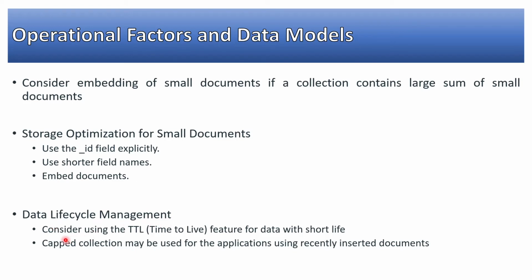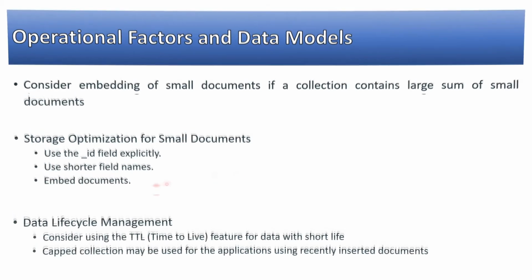Data lifecycle management: maybe we want to have the time to live feature enabled for data with a short life, right? Maybe for logs, we do not want to store the data for a complete 6 months. We want to move it to an archive collection, right? So a capped collection may also be used for this purpose. I hope this gives you some insight into operational factors, whether it comes to selecting the shard key or other aspects where the document size is small enough.